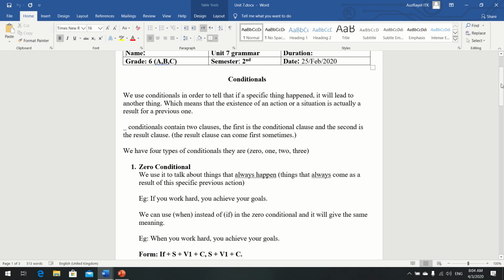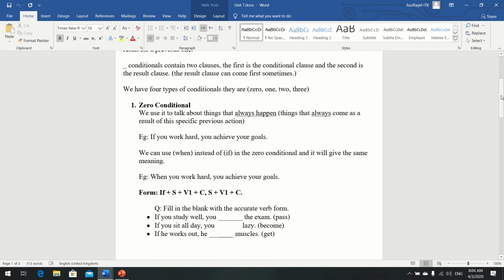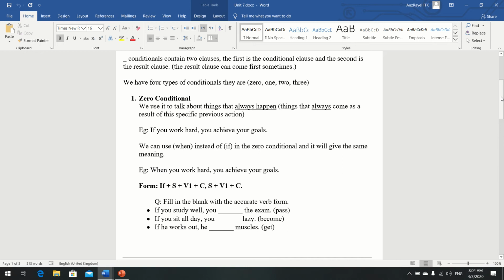Okay, so this is about a condition and a result. If you do something, you get something, which means that the existence of an action or a situation is actually a result for a previous one. Okay, so when you do something, you get something as a result of the first statement or the first part of the sentence. Conditionals contain two clauses.